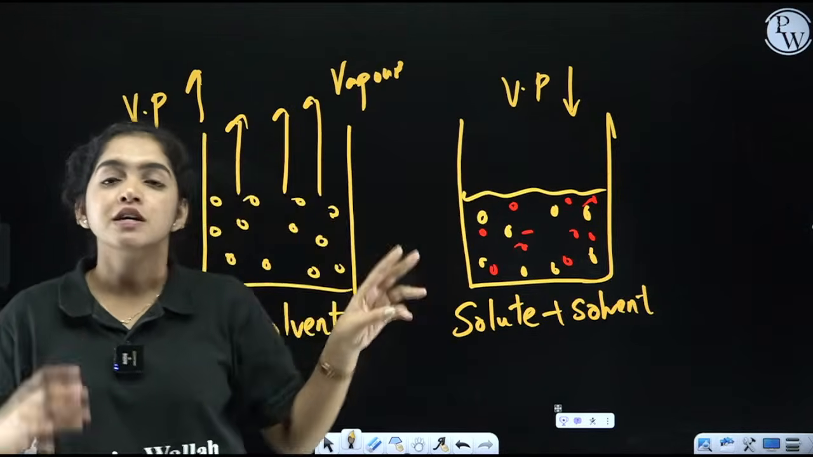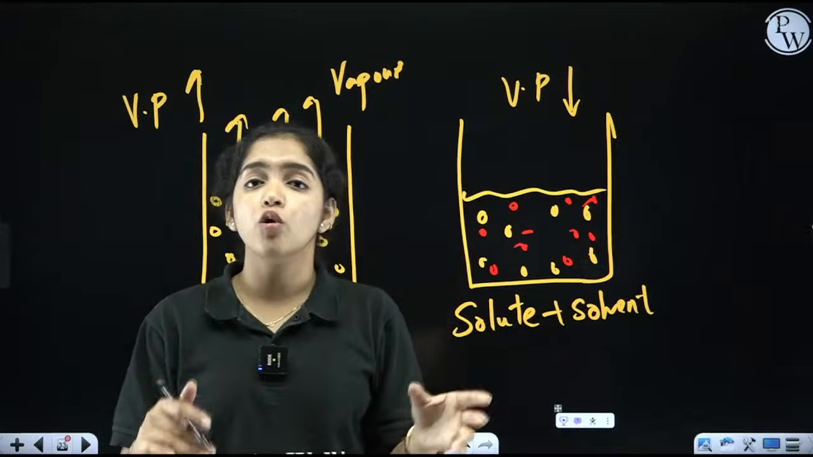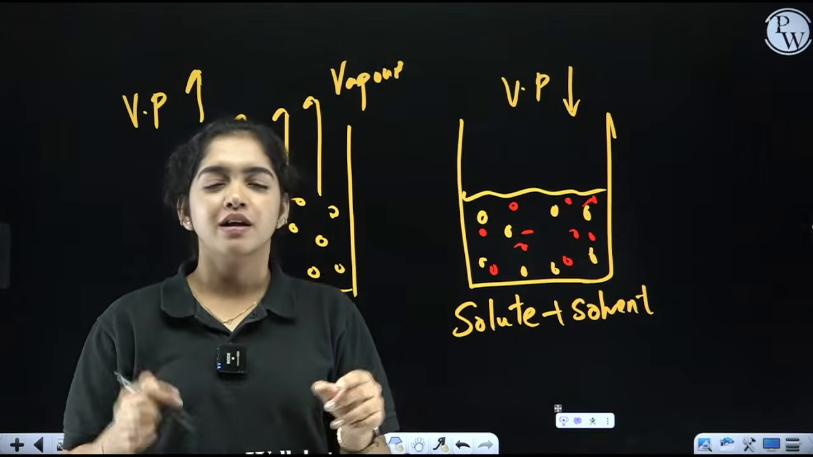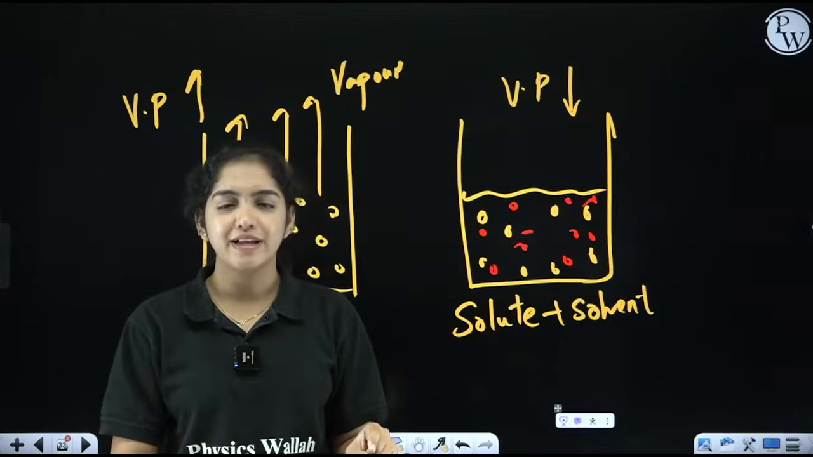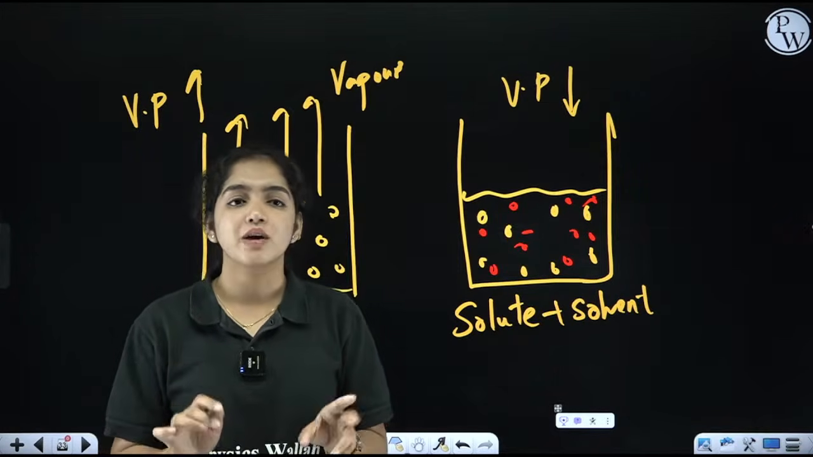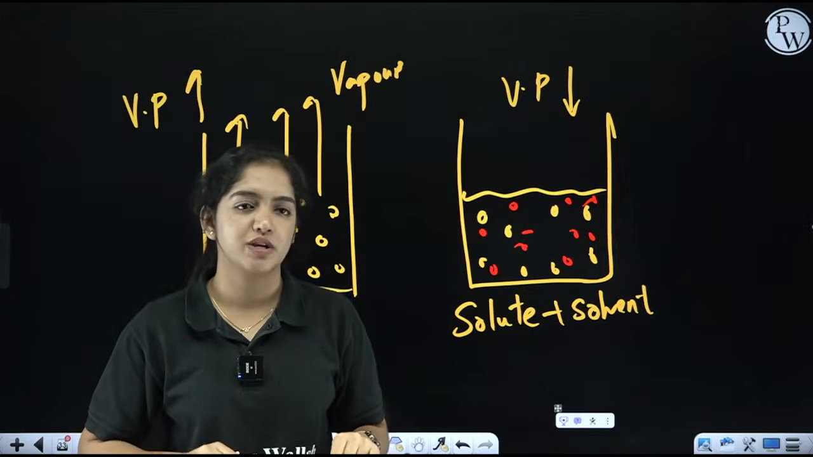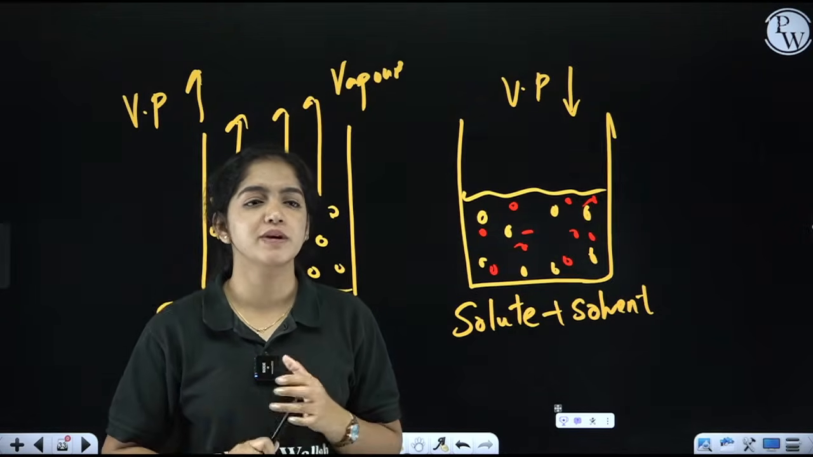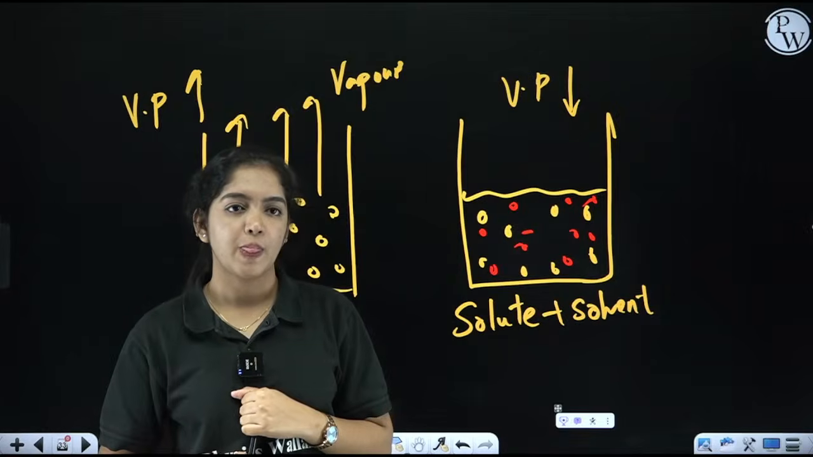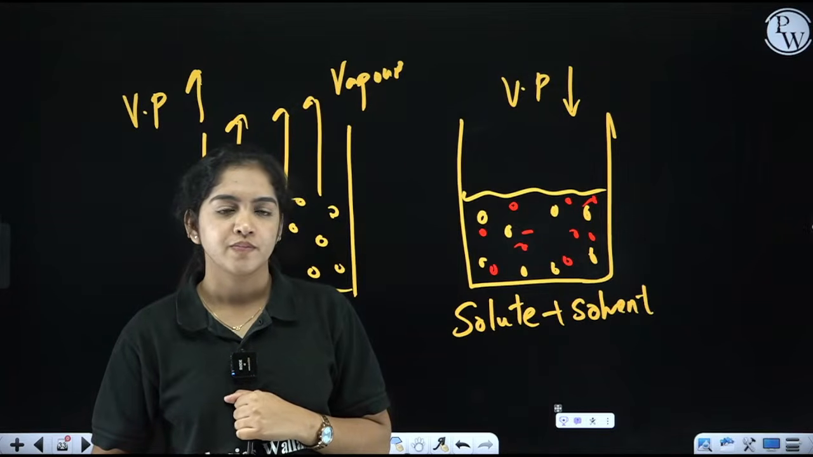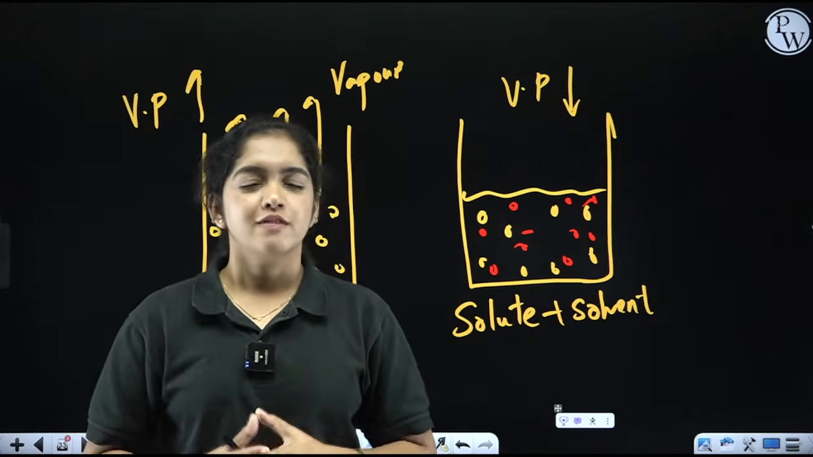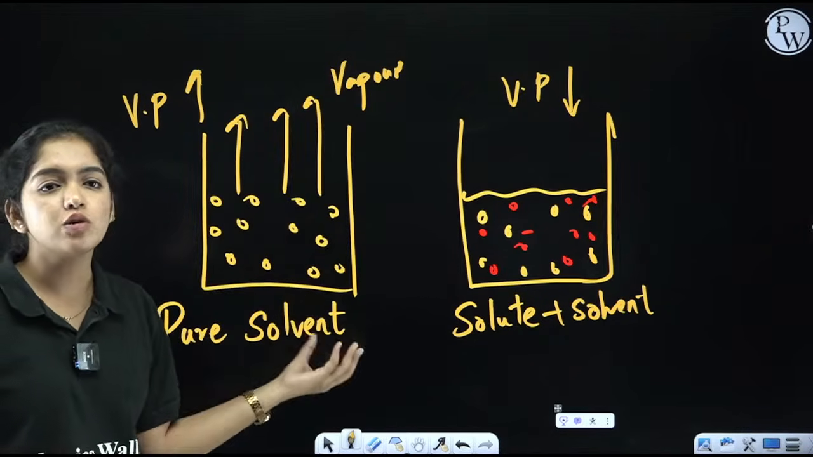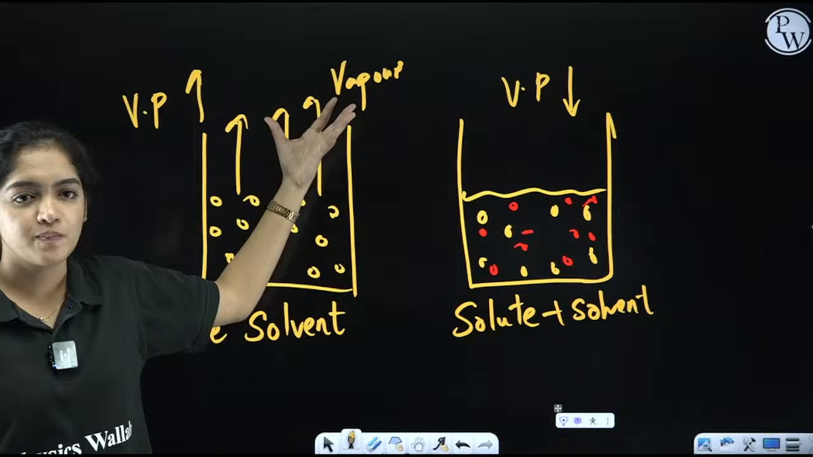So, the question is: the solution or the solvent, which will have more vapor pressure? Can you comment on it? Please do comment. Solute plus solvent, or solvent, which is having more vapor pressure? Tell. No one is commenting. Which one will be having more vapor pressure? It is written on the board, right? Solvent, right? Pure solvent will be having more vapor pressure.